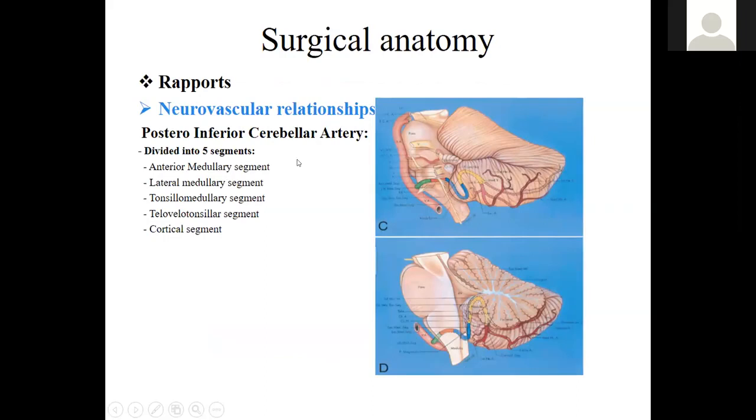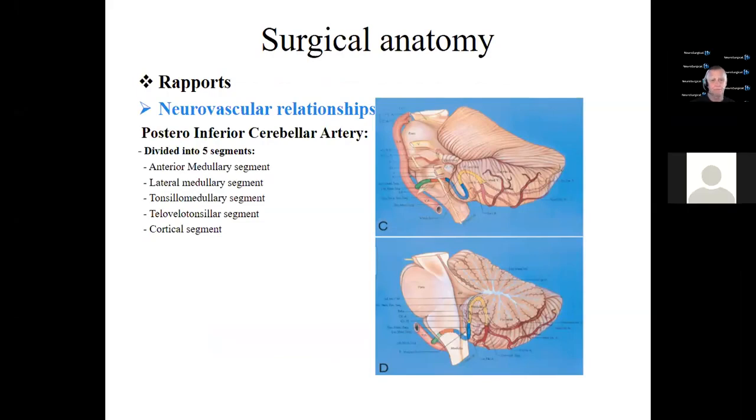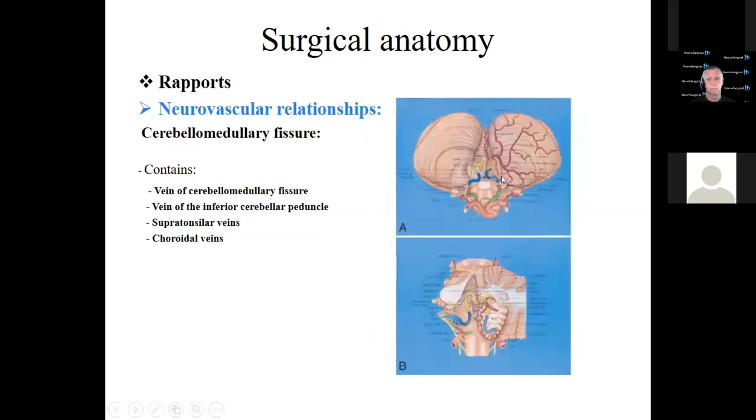Still talking about the posterior inferior cerebellar artery, it is divided into 5 segments: the anterior medullary segment, the lateral medullary segment, the tonsillomedullary segment, the telovelotonsillar segment, and the cortical segment. Each of these segments is depicted here, including the tonsillomedullary segment as it goes around the tonsils, and the cortical segment, which supplies the suboccipital surface of the cerebellum.